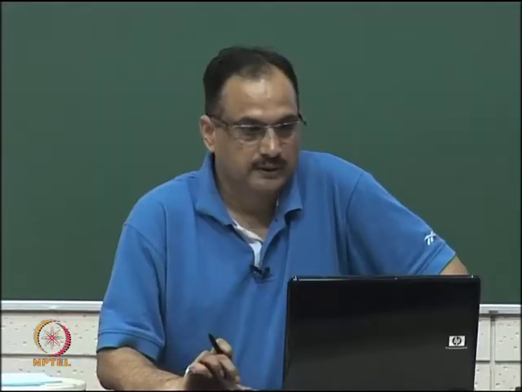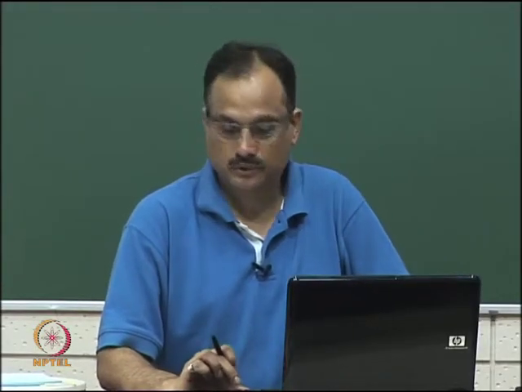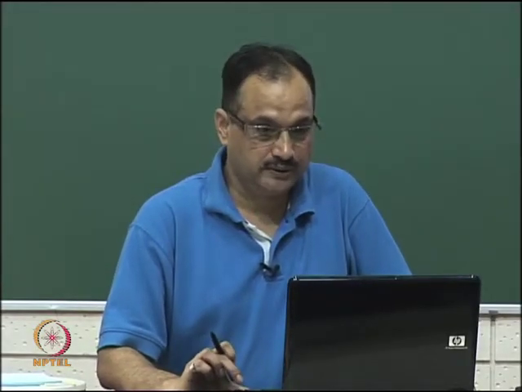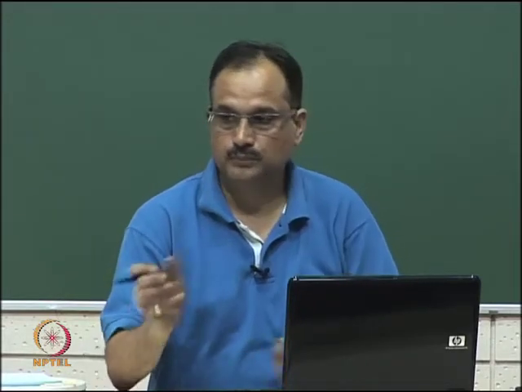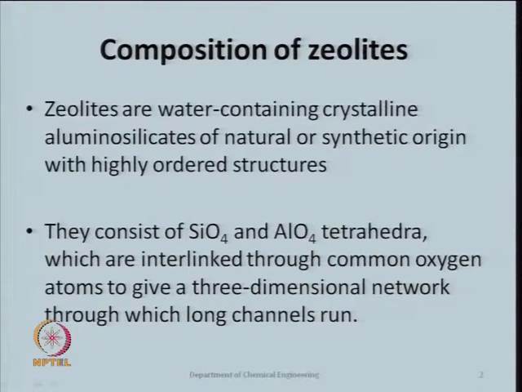Morning. Last time I was talking about an introduction to zeolites. We discussed the composition of the zeolite. It is said that zeolites are water-containing crystalline aluminosilicates. Depending upon the silica to aluminum, or silicon to aluminum, ratio, different kinds of acidity or concentrations of acid sites can be obtained in the zeolite material.